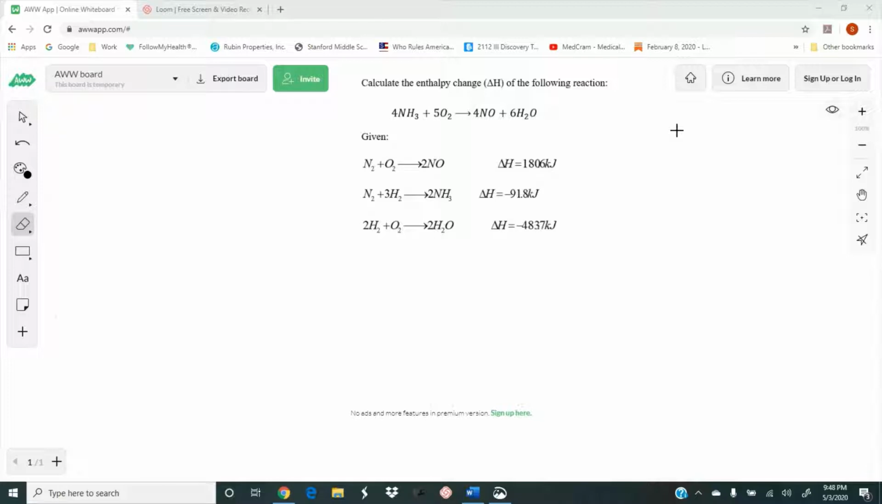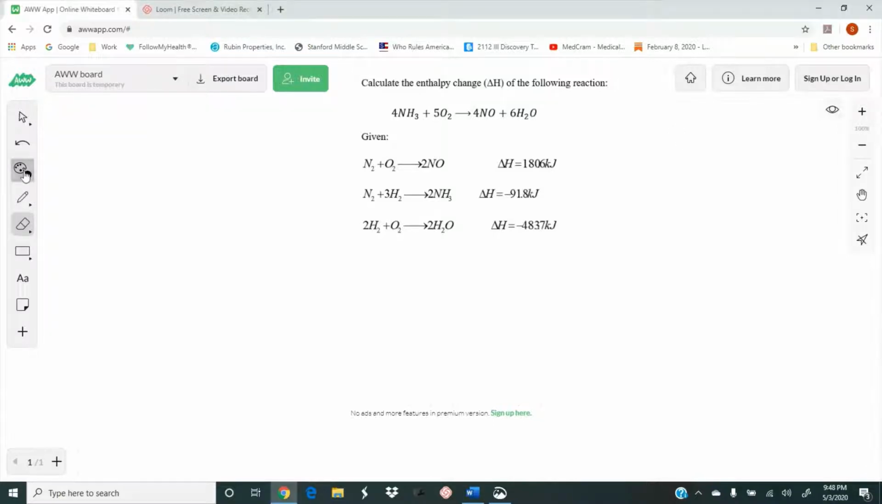But remember, we can manipulate the equations you're given. We can either reverse them, and when we reverse them, we put the reactants as products and products as reactants. What you do is you change the sign of the delta H. Or we can multiply them by a number. When you multiply them by a specific number, then you do the same thing to the delta H. Then in the end, once they add up to the overall equation, you add up the delta H's, and then you get your result. So let's do this one.